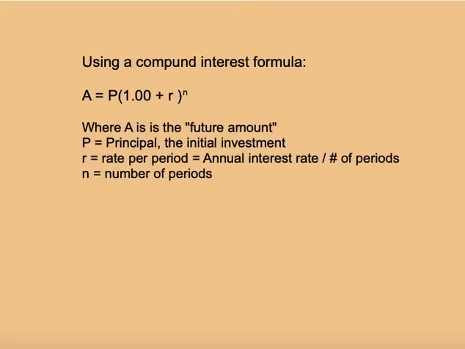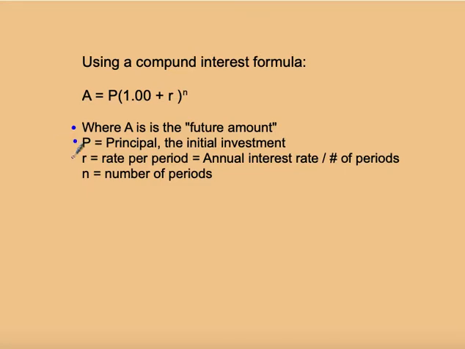So that compound interest formula looks like this. A equals P times the quantity of 1 plus R to the nth power. So let's look at what each one of these variables mean. A is going to represent what our future amount is. P is representing, just like it did before, our principal, which is your initial investment. How much money are you putting into your account?